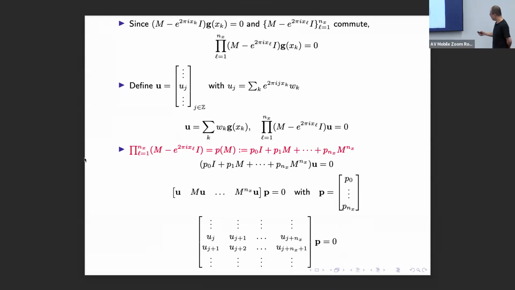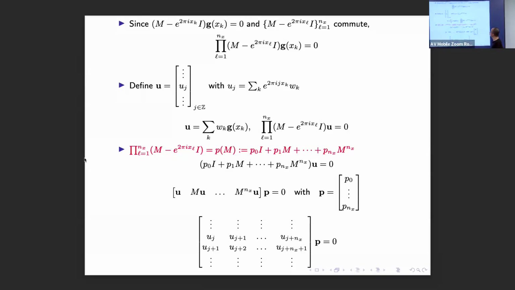Now I don't know the locations xk yet, but what I said is true for any x. So M minus e to the 2 pi i xk times the identity matrix, applied to G of xk, is equal to 0. This is not only true for one k, it's true for all the xk's. And more importantly, these matrices all commute, because they only involve two matrices, M and identity, and M commutes with identity.